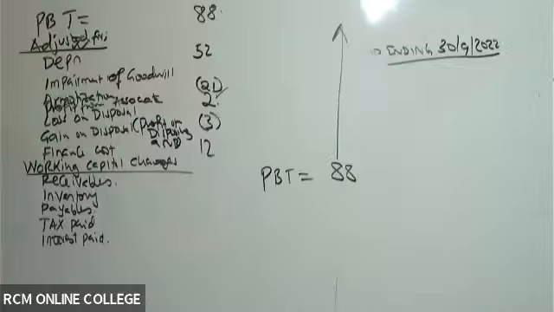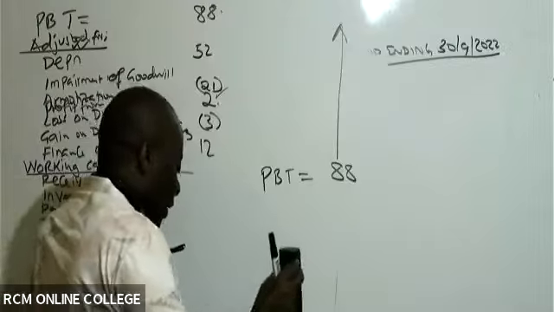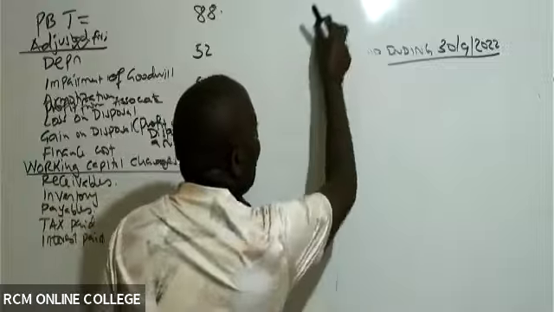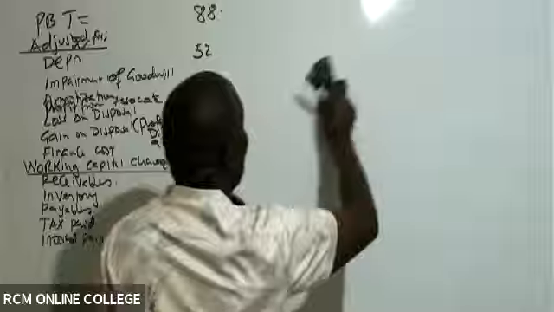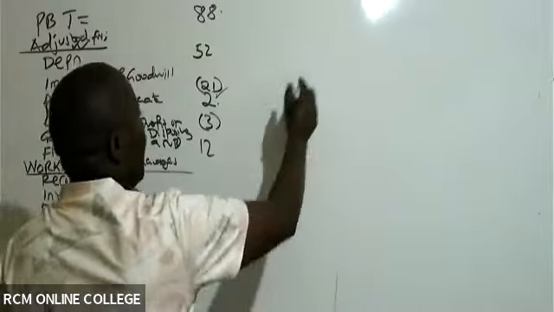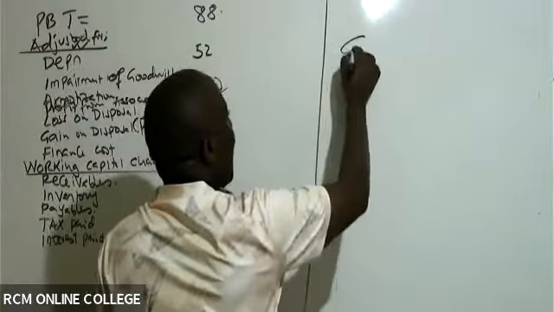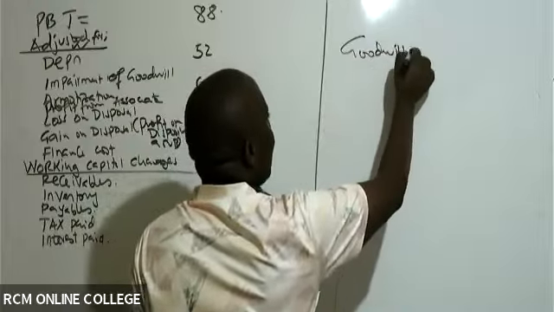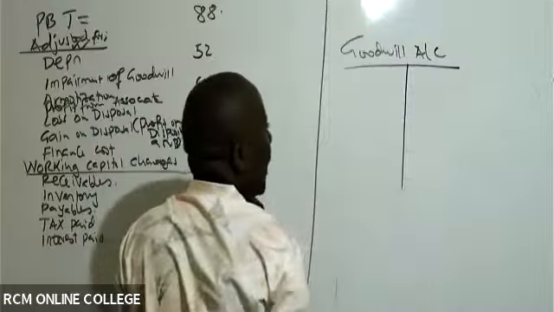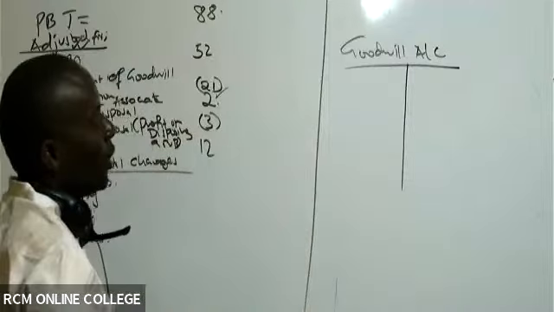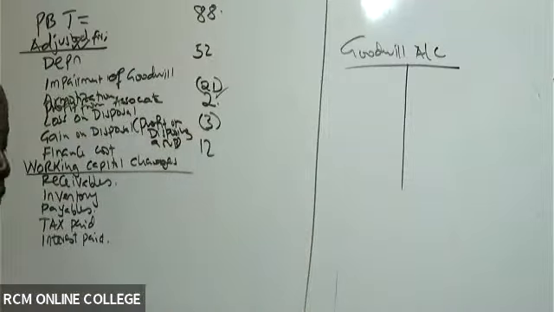From there, we shall be able to go to impairment of goodwill. Impairment of goodwill, you track the goodwill account. So if you wish, you can do the T accounts, but of course, as you get used to this, you shall avoid T accounts. So goodwill account.